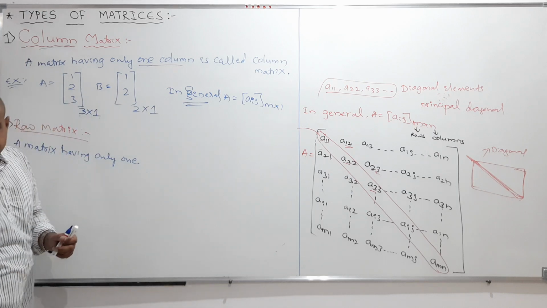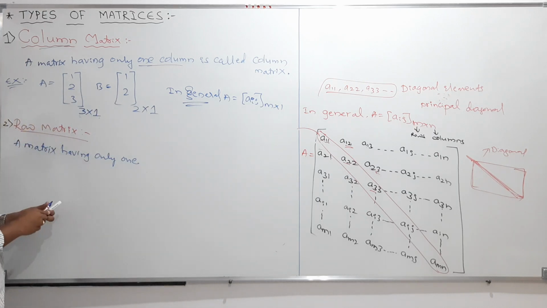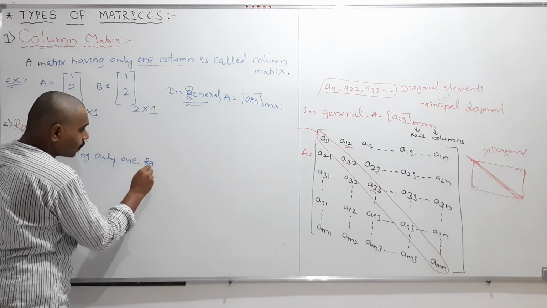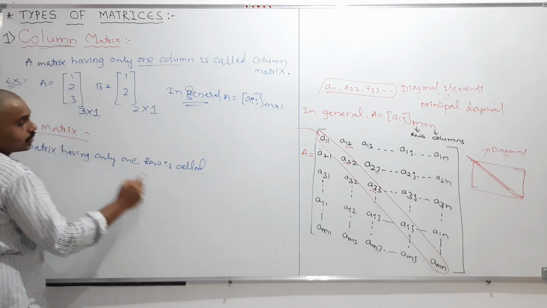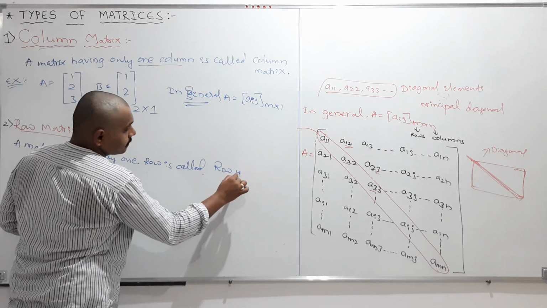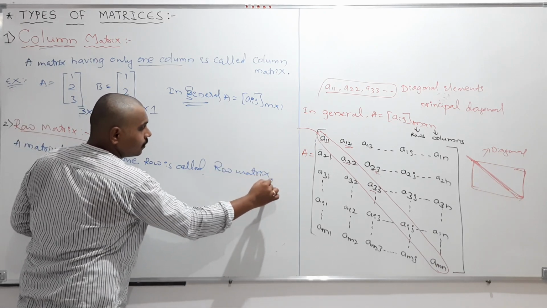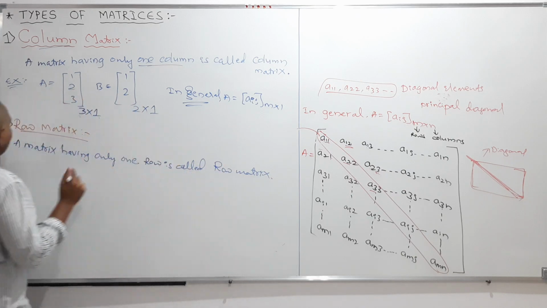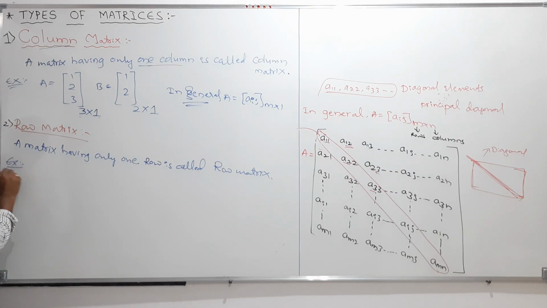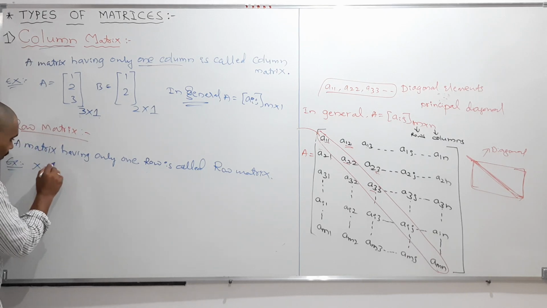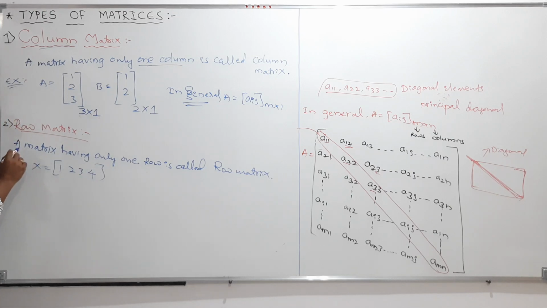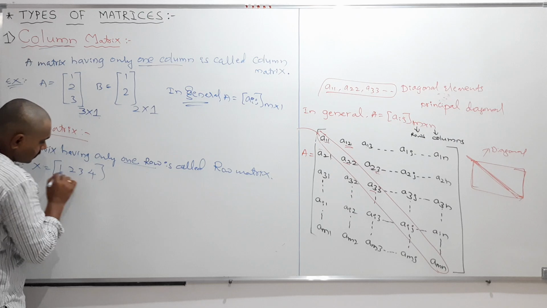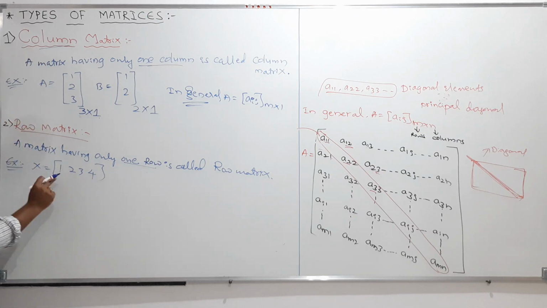Yes, my dear students, a matrix having only one row is called a row matrix. And here are examples you can take. A is equal to, or else take it as x, y, z, whatever you wish. So [1 2 3 4]. Here it is a matrix having only one row. How many rows are there? Only one row is there.